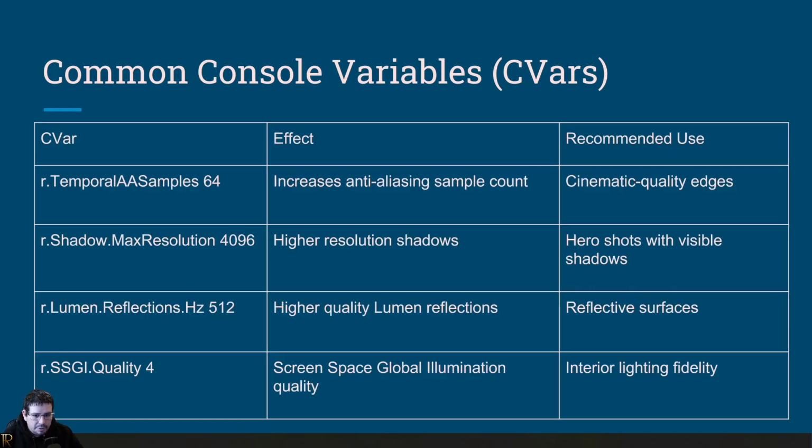Temporal AA samples 64 increases the anti-aliasing sample count for cinematic quality edges, so it's quite handy and very important. Shadow max resolution 4096 gives higher resolution shadows for hero shots with visible shadows, and again you can put this to 8K if you're brave. Lumen reflections gives higher quality Lumen reflections on reflective surfaces, if you're rendering a nice, I don't know, a kitchen or a car, that will be handy. And SSGI quality 4 sets screen space global illumination quality for interior lighting fidelity, right?